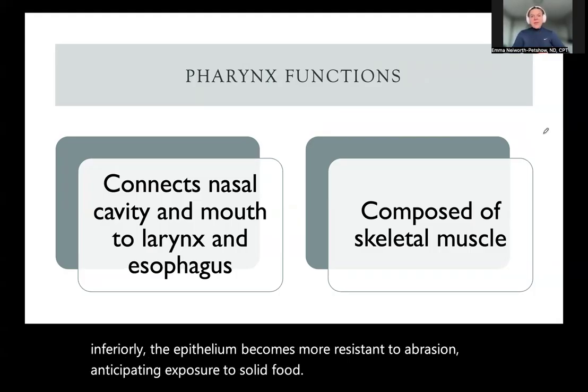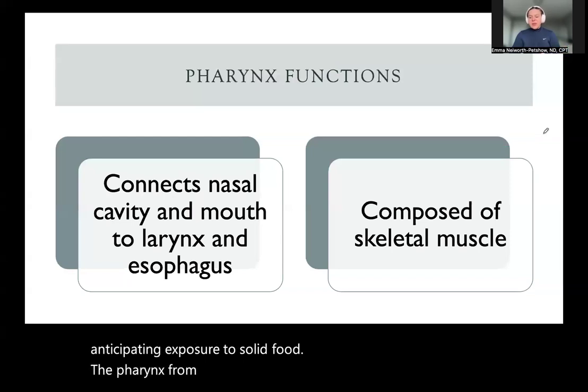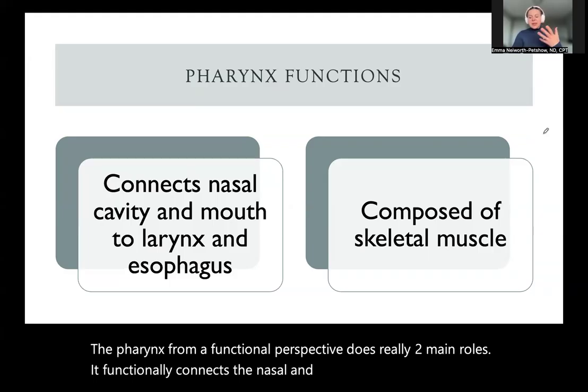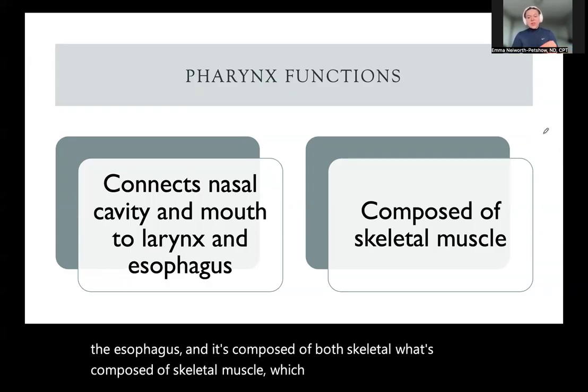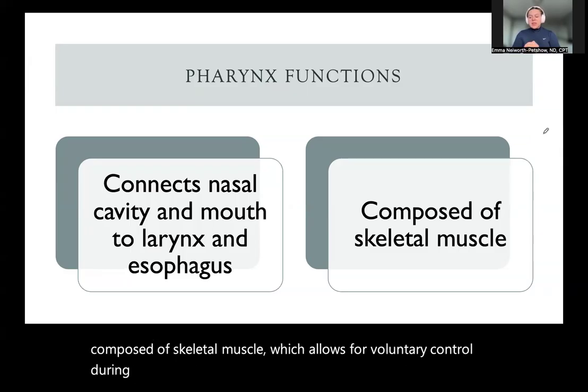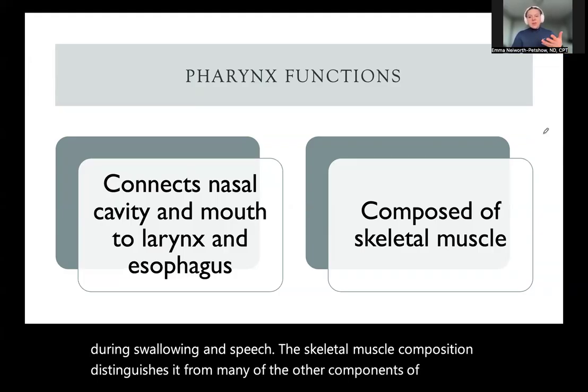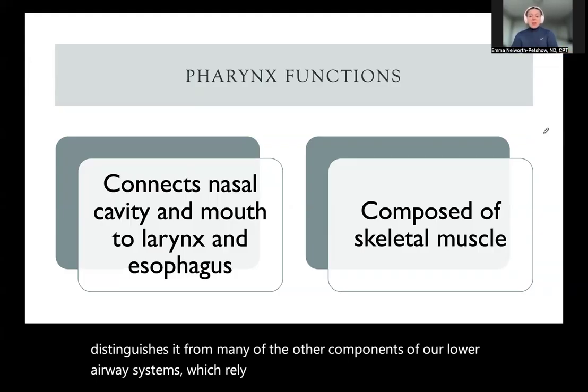The pharynx, from a functional perspective, plays two main roles. It functionally connects the nasal and oral cavities to the larynx and the esophagus, and it's composed of skeletal muscle, which allows for voluntary control during swallowing and speech. The skeletal muscle composition distinguishes it from many of the other components of our lower airway systems, which rely on smooth muscle and autonomic control.